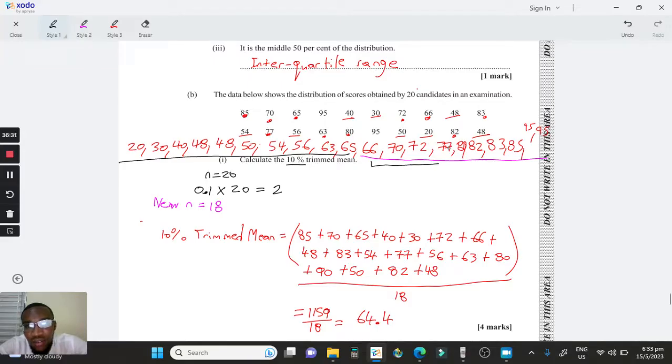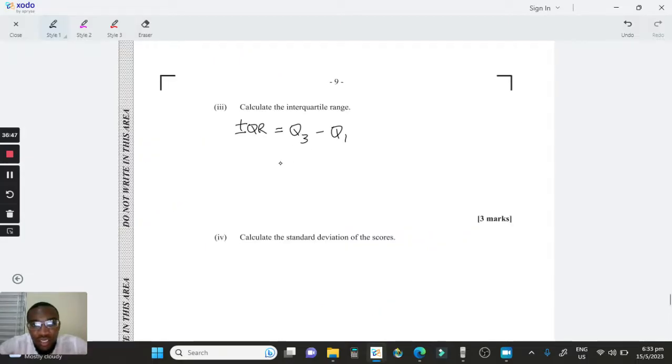1, 2, 3, 4, 5. This is 80. Then 1, 2, 3, 4, 5. This is the next 5. So in between 80 and 82 is 81. That's the upper quartile. So the upper quartile Q3 is 81.